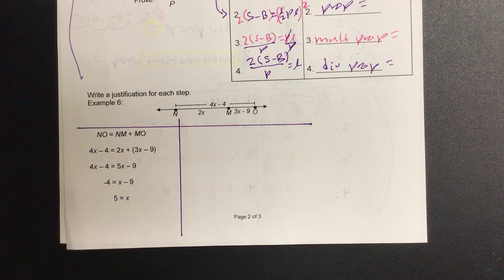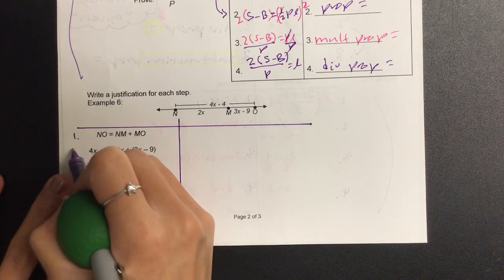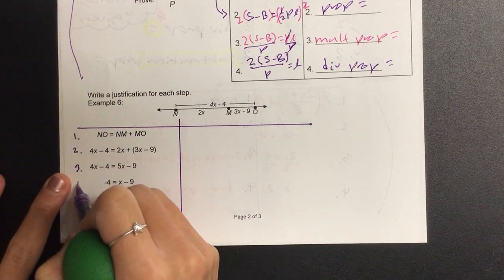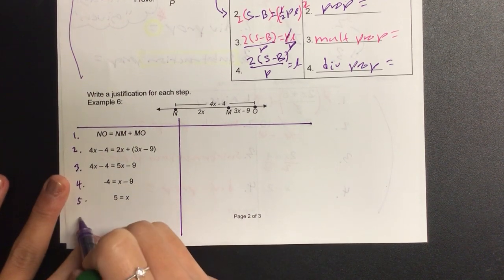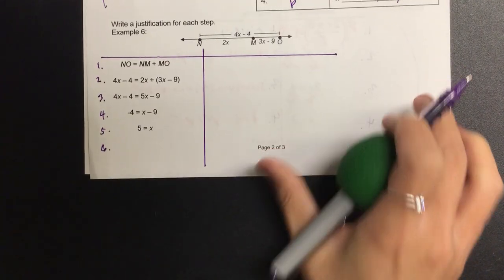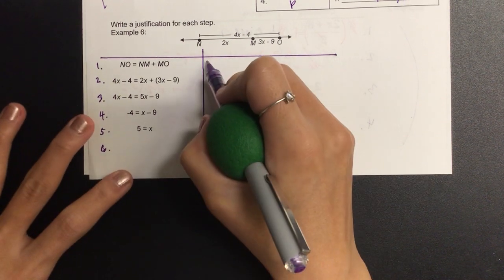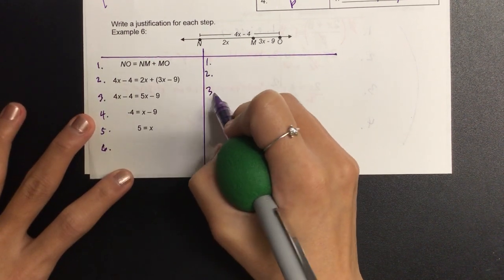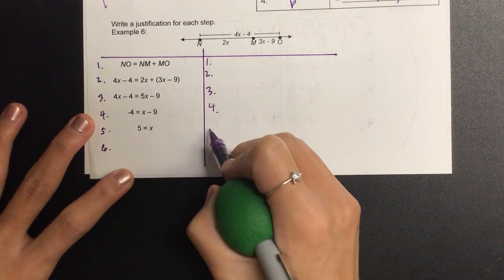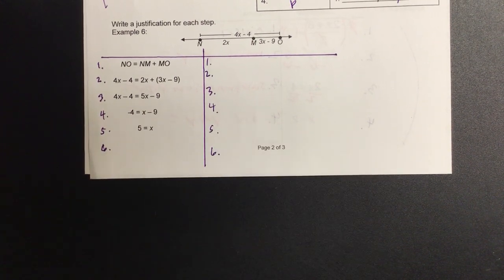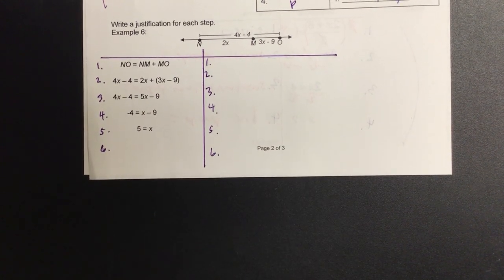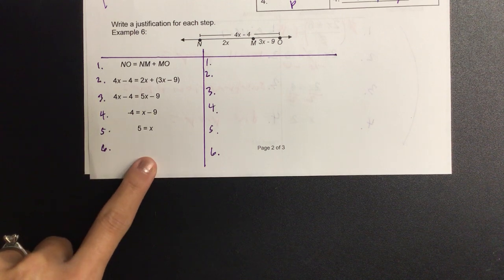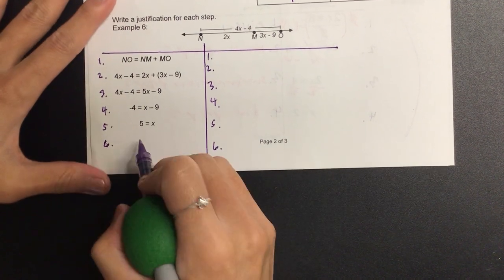And then it looks like it's 5 steps. It's actually 6. 1, 2, 3, 4, 5, 6. And then let's number the other side. 1, 2, 3, 4, 5, 6. What do you think I might add on to the number 6 statement? X equals 5.